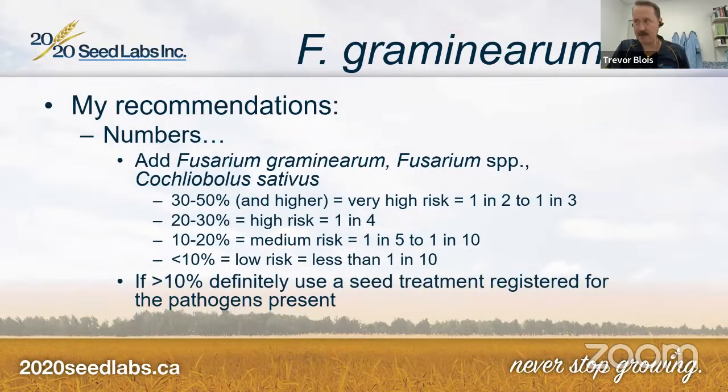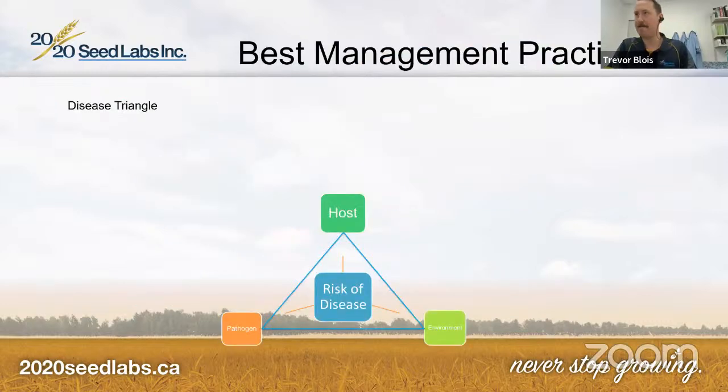If you've got over 10%, you definitely want to use a seed treatment registered for the pathogens present. This depends totally on individual growers' situation, though, as well, because, like I said, Fusarium graminearum is more aggressive, right? So if you have like 10% Fusarium graminearum, that's different than 10% Fusarium species. So you really have to look at the individual results and make a decision based on that.